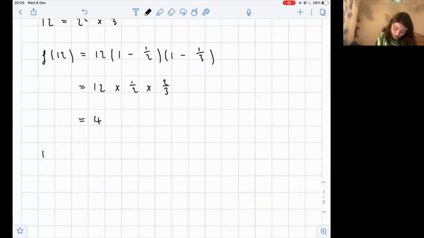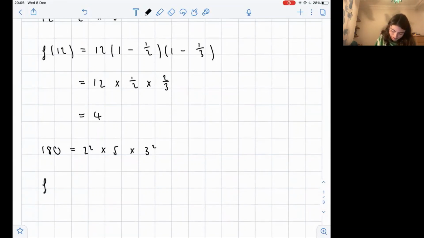Then we want to do exactly the same for 180. We're going to find the prime factorization of 180, which is 2 squared times 5 times 9. Not 9, because 9 isn't a prime number. It's 3 squared, which is 9. So then we're just going to put these primes into the function again.